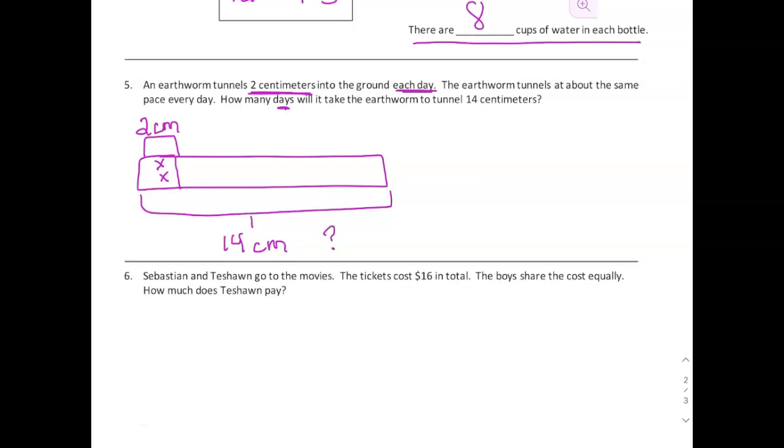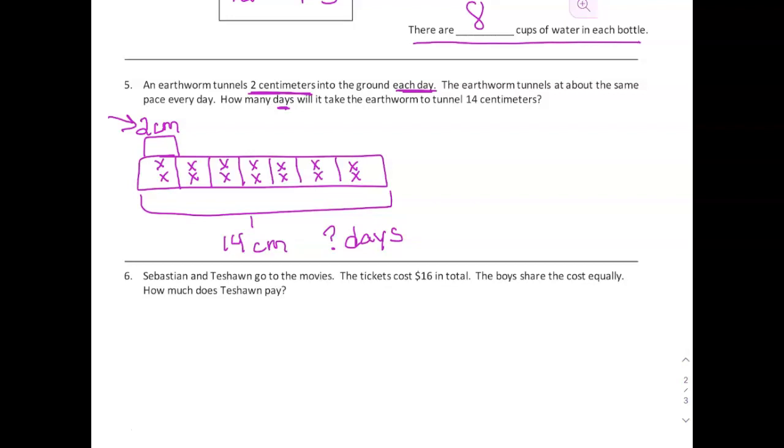What we don't know is how many days, right? We want to find out how many days. So do we know the size of the group or the number of groups? We know the size of the group. It's right here. 2 centimeters is the size of the group. Excellent. So I'm going to keep adding my groups until I have 14 total centimeters. So there's 2, 4, 6, 8, 10, 12, 14.